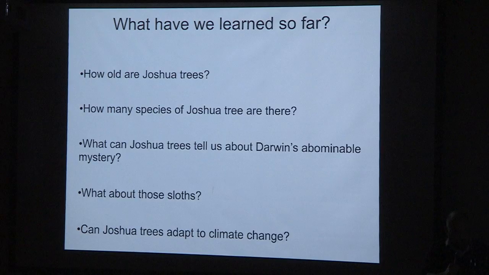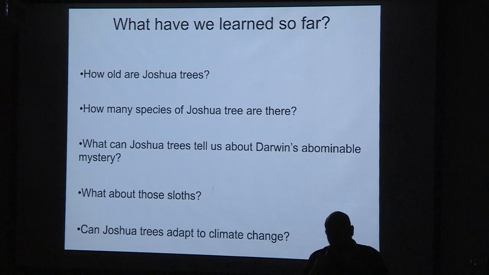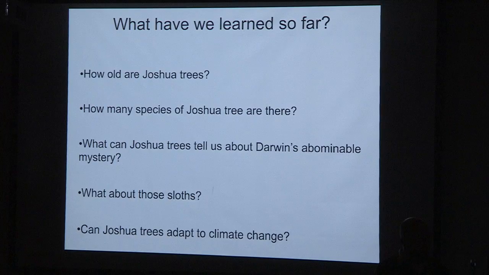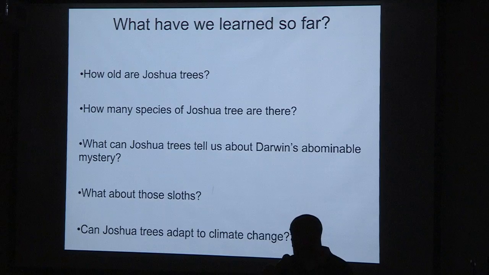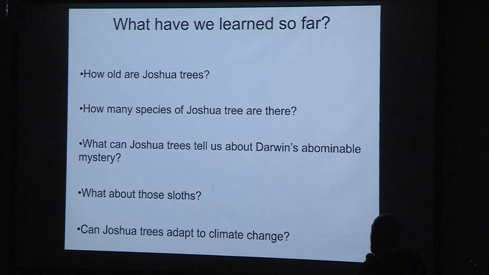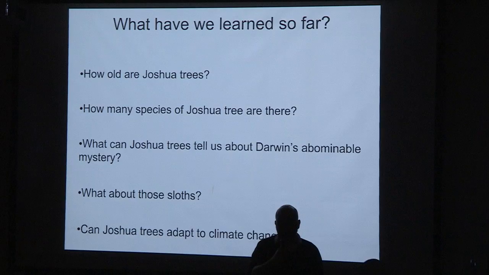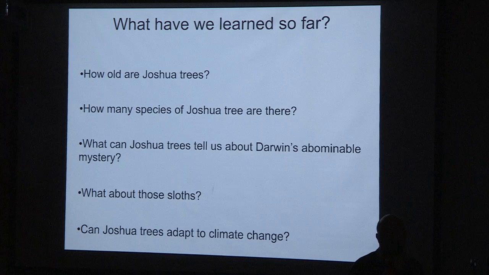So, I have more to tell you about than I possibly can do today. I'm going to try to hit the important points. Some of the things I'm going to try to talk about in the remaining time are how old are Joshua trees? How long have Joshua trees been around on Earth? How many species of Joshua tree are there? It turns out there may be more than one. There's one hiding in plain sight. And what can Joshua trees tell us about Darwin's abominable mystery? Can Joshua trees tell us about whether pollination is important in making new species of plants? Cool? Yeah.